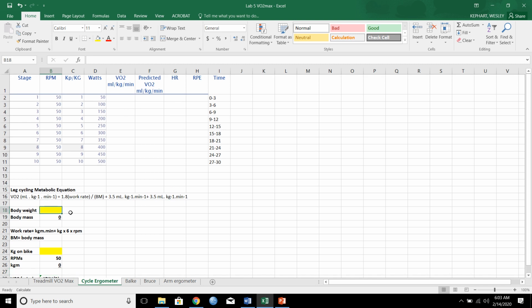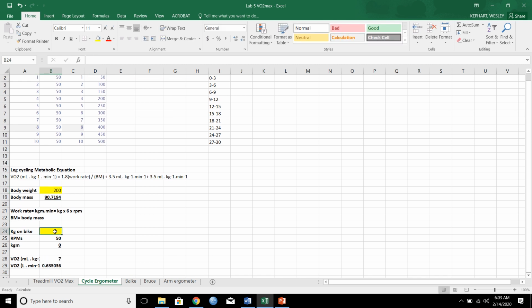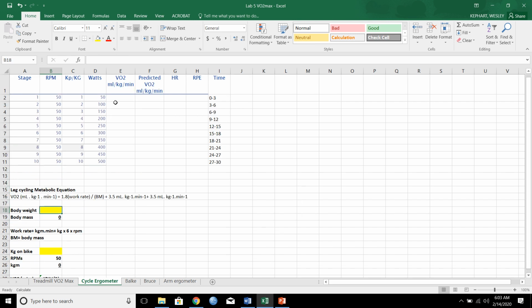So body weight, let's say they weigh 200 pounds and they have 6 kilograms on the bike. Now that's 6 kilograms including the tray, so the tray plus 5 kgs on there. There's their relative VO2, there's their absolute VO2. So you'll have to fill that out for every single one of these categories. Hopefully this makes sense how this is going.